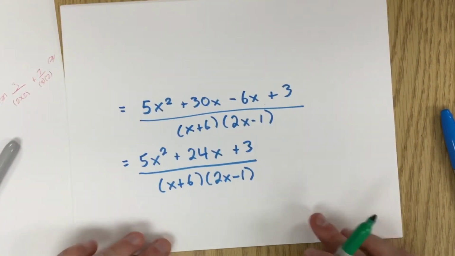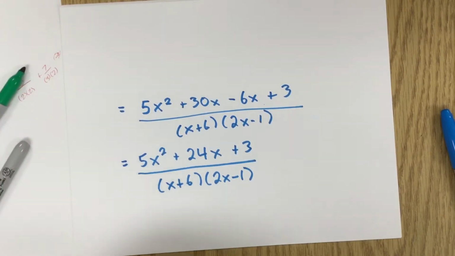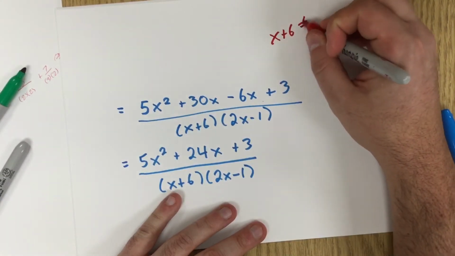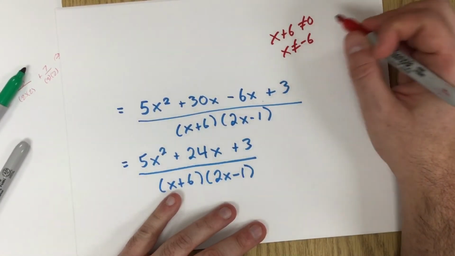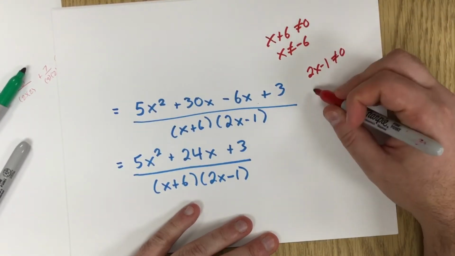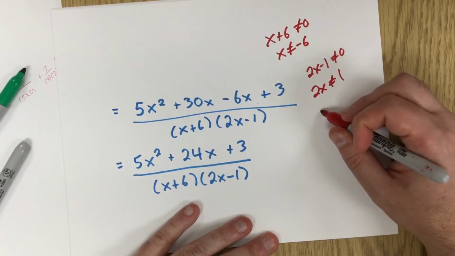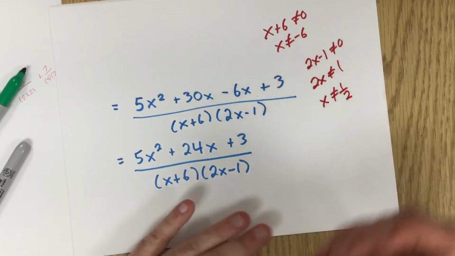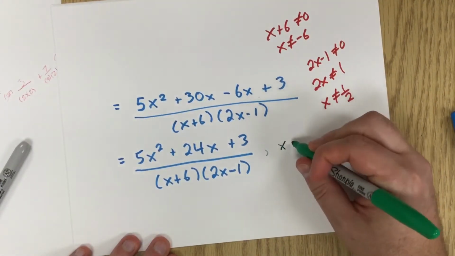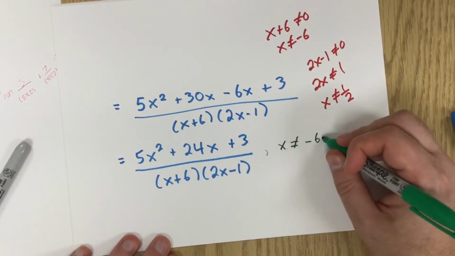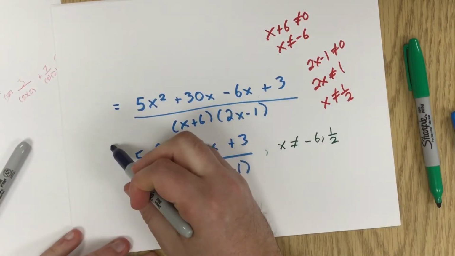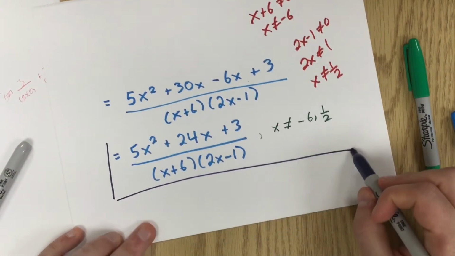For the restrictions, we haven't done anything special. There's nothing canceled, so we're not going to have any missing restrictions. So restrictions are that x plus 6 cannot be 0, so x is not equal to negative 6, and 2x minus 1 is not equal to 0. So 2x is not equal to 1, and x is not equal to a half. So therefore, the restrictions are x is not equal to negative 6 and a half. And there we go.